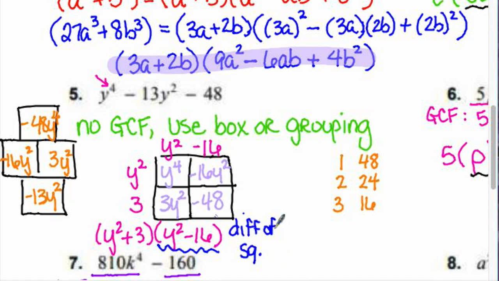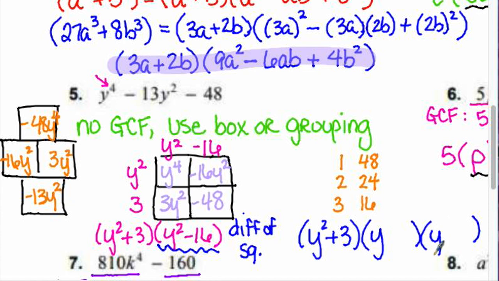So we're going to rewrite the y squared plus 3, and then we're going to factor out the y squared minus 16. So y squared would be y times y, so that's going to go in the front of the parentheses. The square root of 16 would be 4, so 4 times 4 gives me 16. Put a plus in one and a minus in the other. And that's it. So that would be your final answer, completely factored out for number 5.